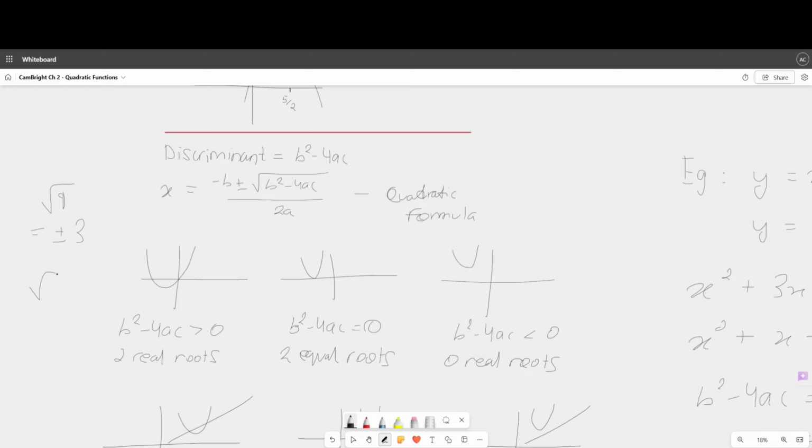Now if it is equal to 0, we just know the square root of 0 is equal to 0. And so there will only be that one root, which is minus b over 2a.